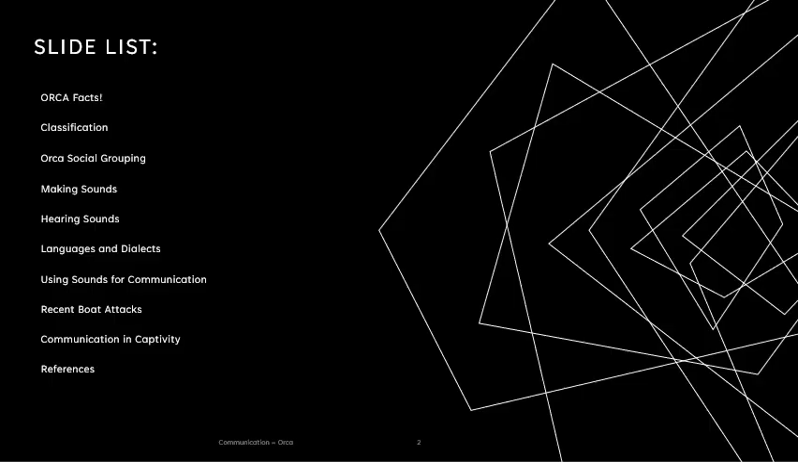Here are the topics that we will be covering as a summary. We will be learning some orca facts, and we're going to talk about the classification of the orcas and how they work as a social group. We're going to look at how they make the noises they make, how they receive them, and their languages and dialects, which they do. Pretty unbelievable. And also about recent boat attacks, which kind of put them in the spotlight.